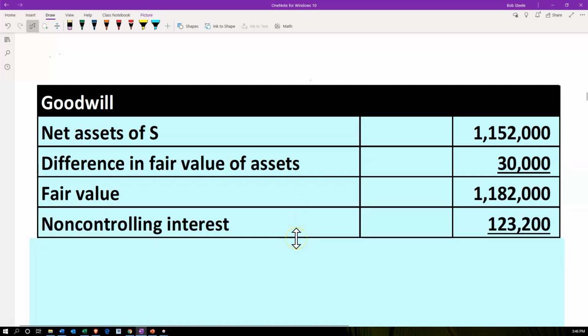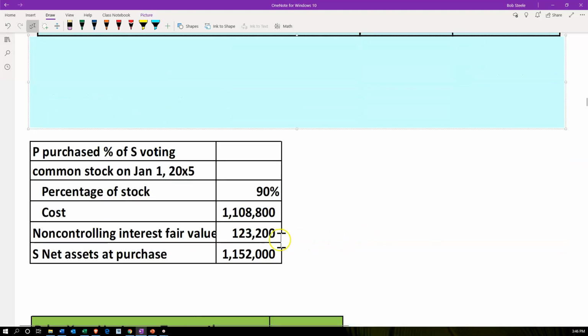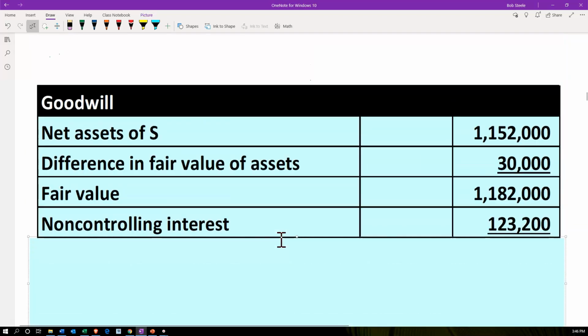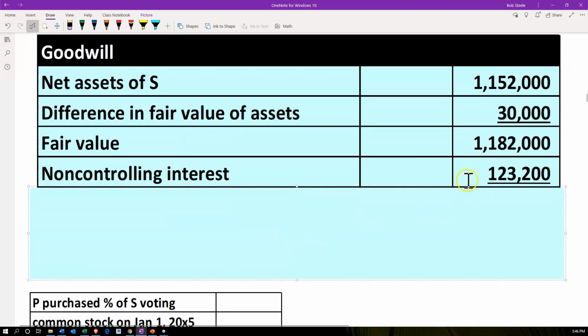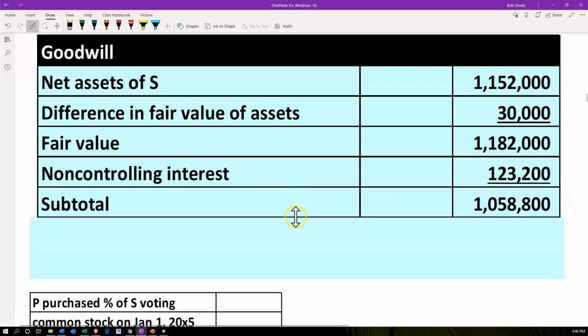They purchased 90%. So we're going to think, okay, the non-controlling interest, which you might have thought was 10%, but it's given in the problem. The fair value of the non-controlling interest is $123,200. So that means that we would expect the controlling interest, the 90%, if there were no goodwill, to be this minus this, or $1,058,800.